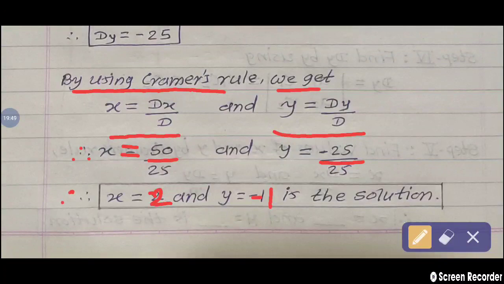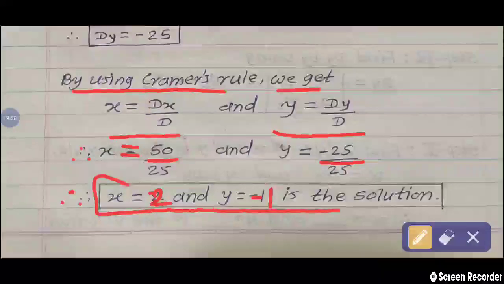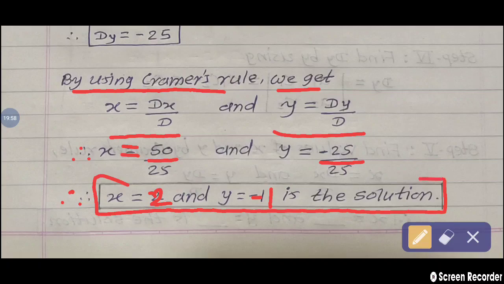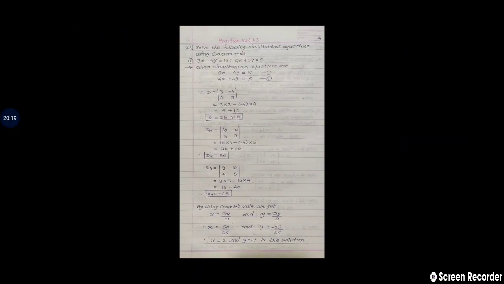Therefore, at the last we highlight our answer. Therefore, x is equal to 2 and y is equal to minus 1 is the solution of given simultaneous equations. Your final answer you can write in this way also. x is equal to 2 and y is equal to minus 1 is the solution in short. So this is a 3 to 4 mark question asked in our exam. We solve few more questions. Now check that.